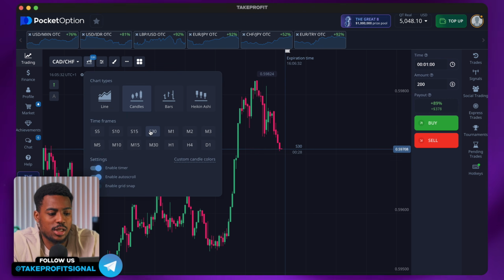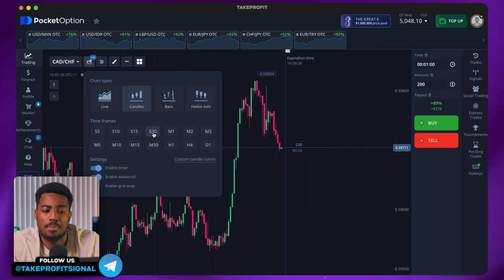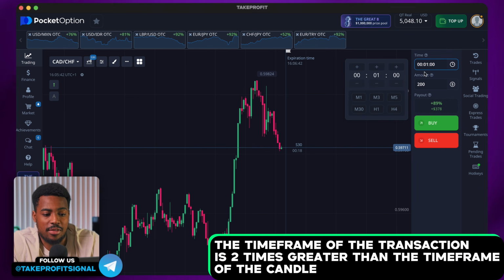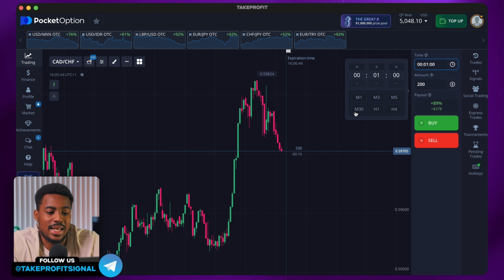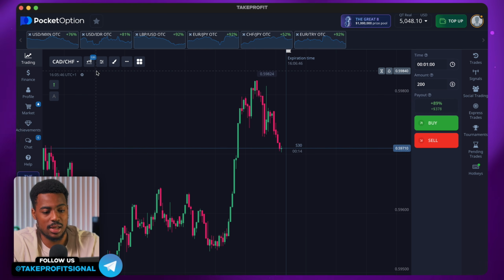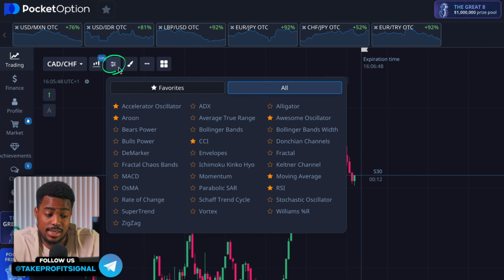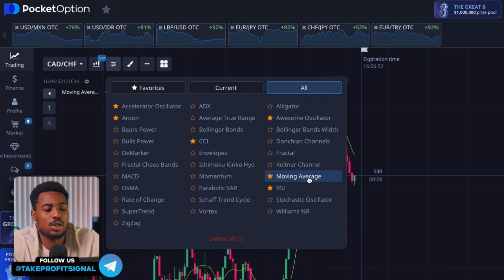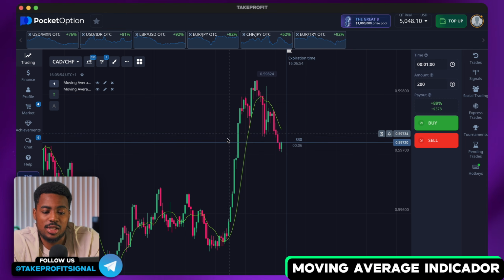The main rule here is that the time frame of your trade should be two times more than the time frame of your candlestick. So if you have an M5 time frame on your chart, this means that you should have a 10 minute trade. Take this into account. Next, we go to the indicator section and click 2 times on the moving average indicator.